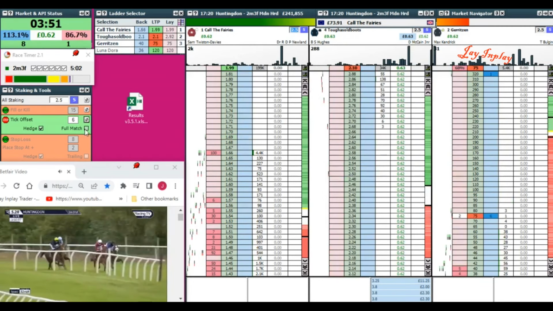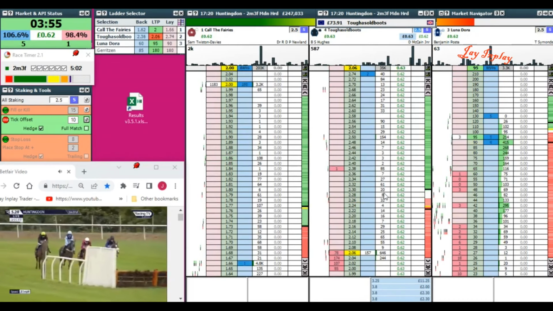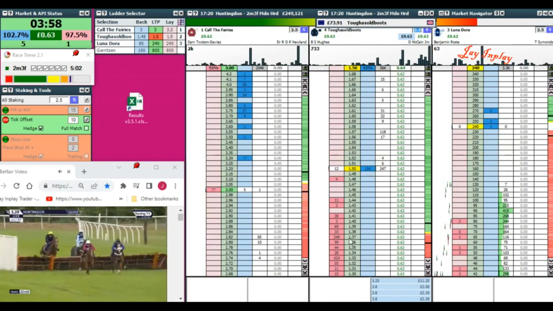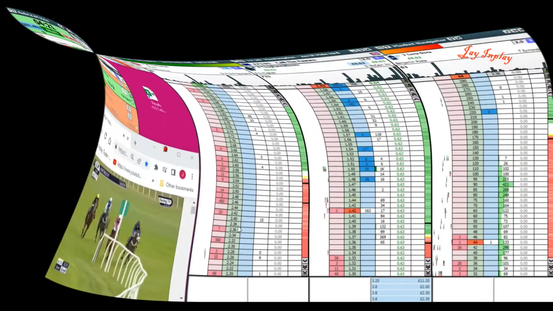We would have been okay, but he's trying to engage Call the Fairies now, and Tough as Old Boots as they run towards the 3rd last. They're starting to get racing. Call the Fairies and Tough as Old Boots. They land pretty much together. Mr. Davies is getting at.